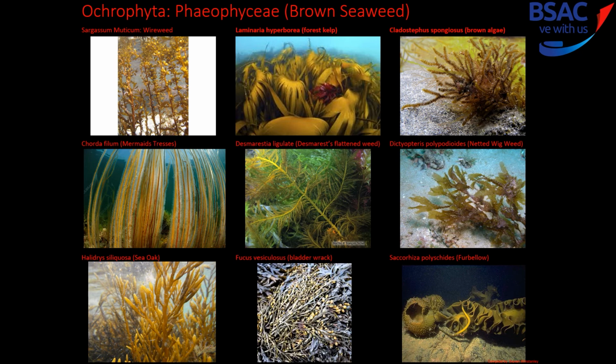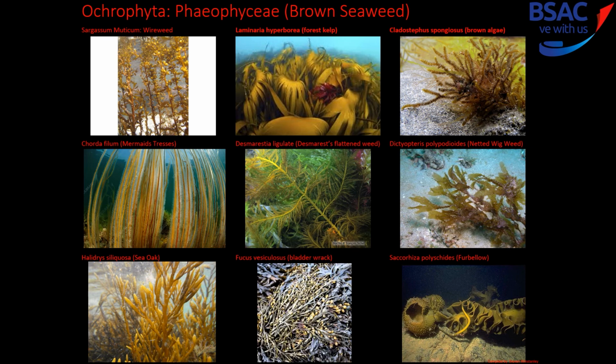Some brown algae have gas-filled floats called pneumatocysts to help provide buoyancy. Many kelps and members of the Fucales have them, to help the algae rise nearer the surface and thus receive more light for photosynthesis.